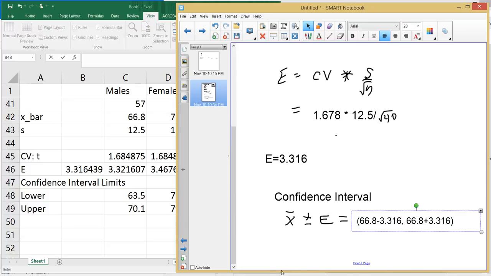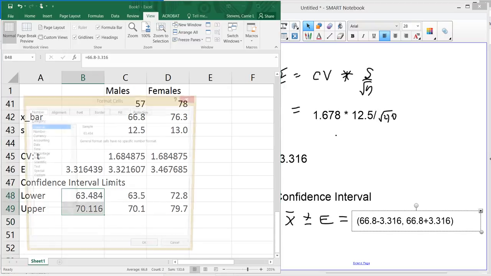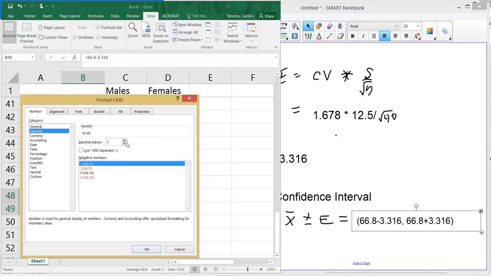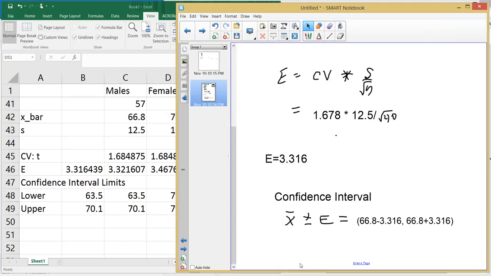All right, so there's how I'm going to get my final answer. So I'll do it in here, equals 66.8 minus 3.316 and equals 66.8 plus 3.316, and yep, good job. It's really good. And then if I round it to 1 decimal place, just like the others, they match nice and pretty. So it worked out just the same. And that's how you handle that type of problem.